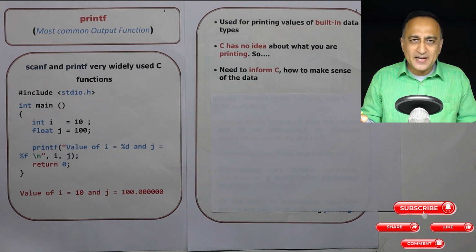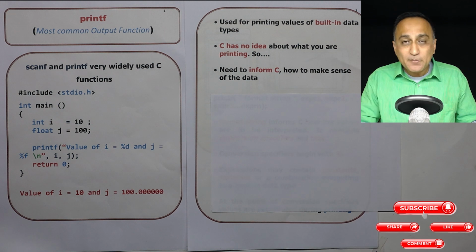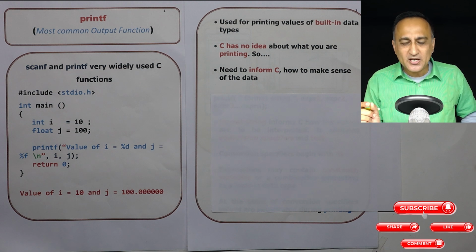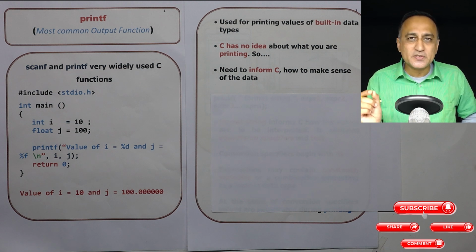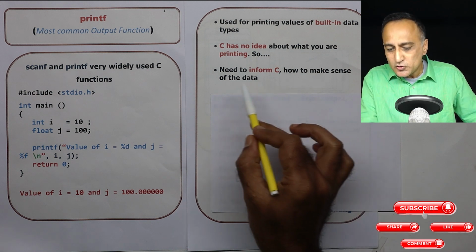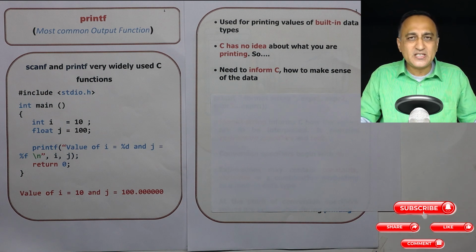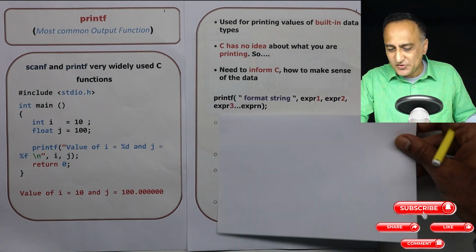Now, just as with scanf, the printf function or C has no idea about what you are printing. For it, data is simply a series of ones and zeros. So according to your requirements, if you want an integer to be printed, in the format conversion specifier you will specify %d. If you want a real number or a floating number, you will specify %f. So it is your job to inform C how to make sense of the data. Otherwise, for C, it is simply a series of ones and zeros.